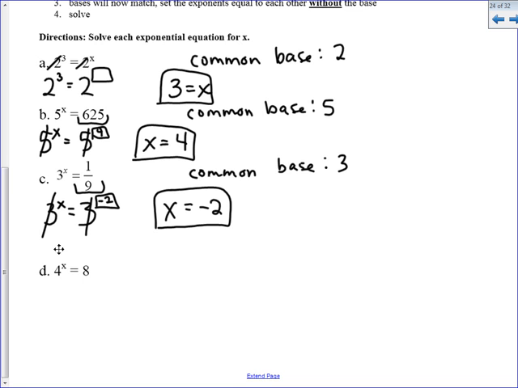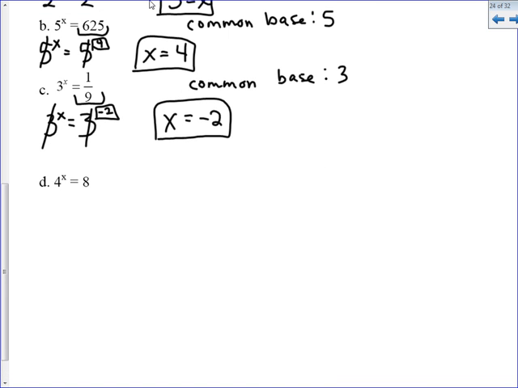Now D isn't quite as straightforward. In every other example, one of the sides already had my common base. So I just had to worry about one side. But 4 and 8, they have a common base, but it is neither 4 nor 8. So I need to think of some base that's going to work for both 4 and 8. 2. So this time I'm going to have to rewrite both sides with my common base.